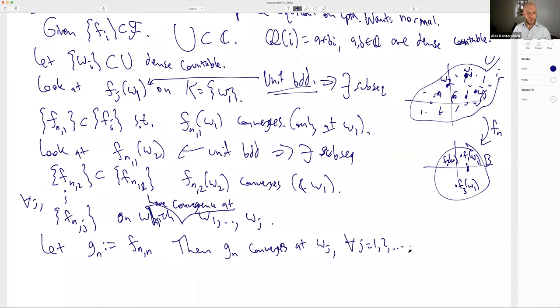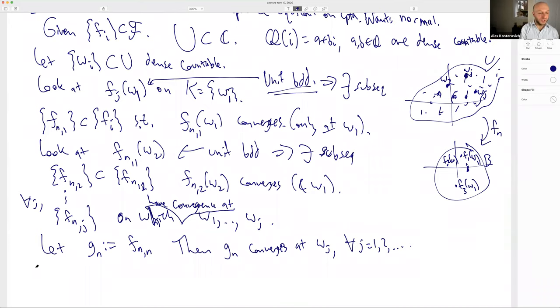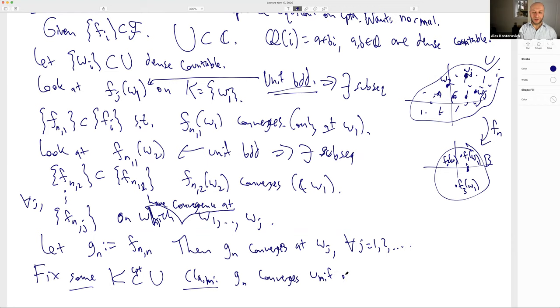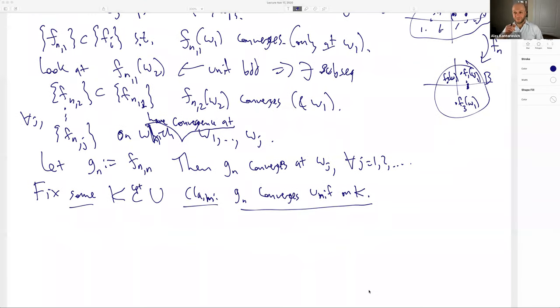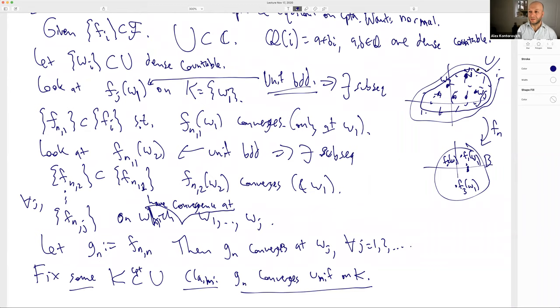So what I claim is that G will converge uniformly on some compact set. So first let's fix some compact subset K of U. And my claim is that Gn converges uniformly on K. So far, so good? Okay, so we have some compact set K.